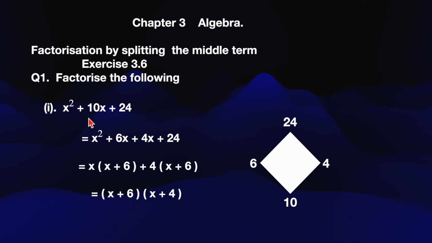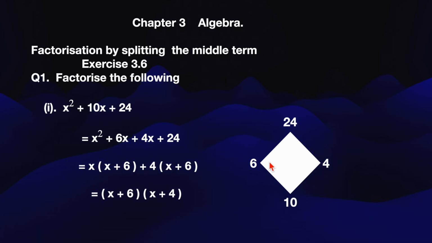x squared plus 10x plus 24. In these types of sums, we are going to split the middle term, which is 10x, and then factorize. Now let's see how we can do it. You can draw a figure like this, a diamond shape, and write down the last term on the top and the middle term coefficient on the bottom. We have to find two numbers which when multiplied will give us 24, which when added will give us 10.